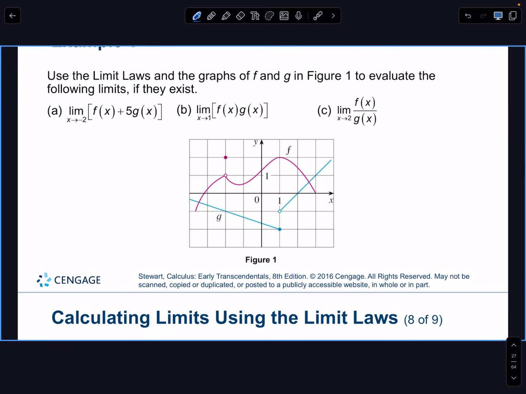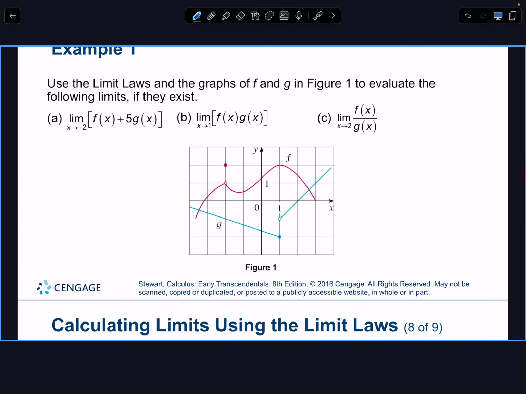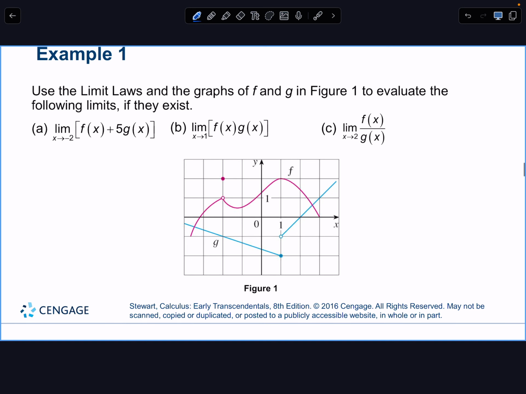Okay, so here's some more examples for us to go over. Okay, so a basically is saying, what's the limit of this combined function that we've made from adding f plus 5 times g? Basically, what we're going to do here is use the limit laws. We're going to break it up into the limit of f plus 5 times the limit of g. This is what it means to use those limit laws. And so then we can just focus on the limit.